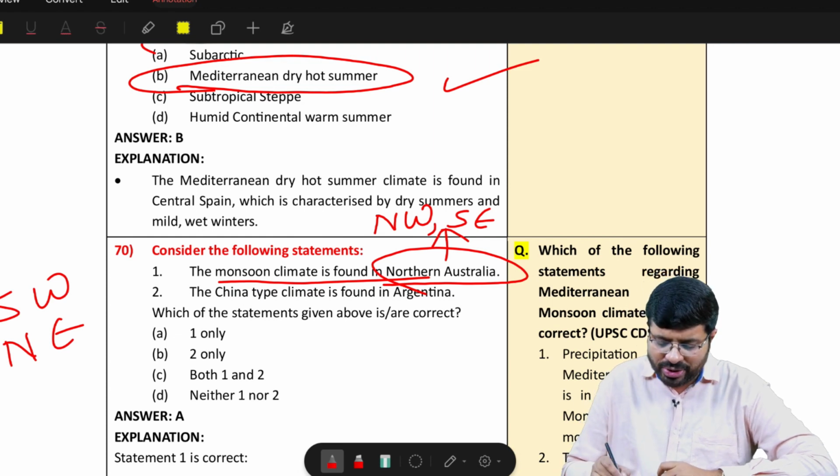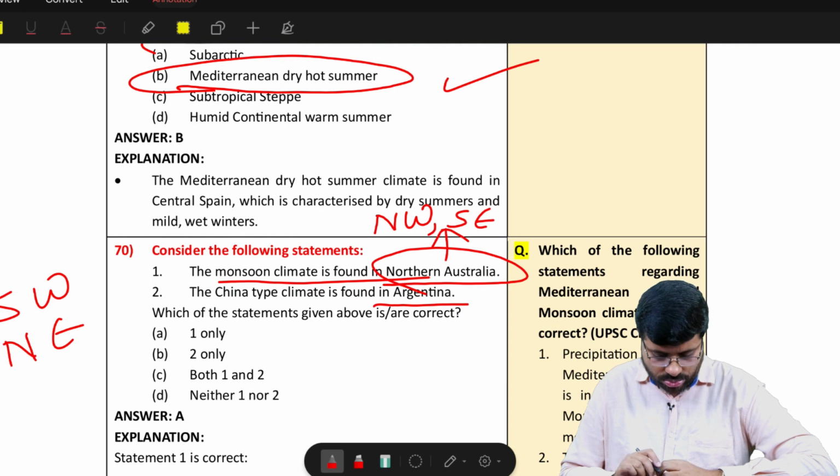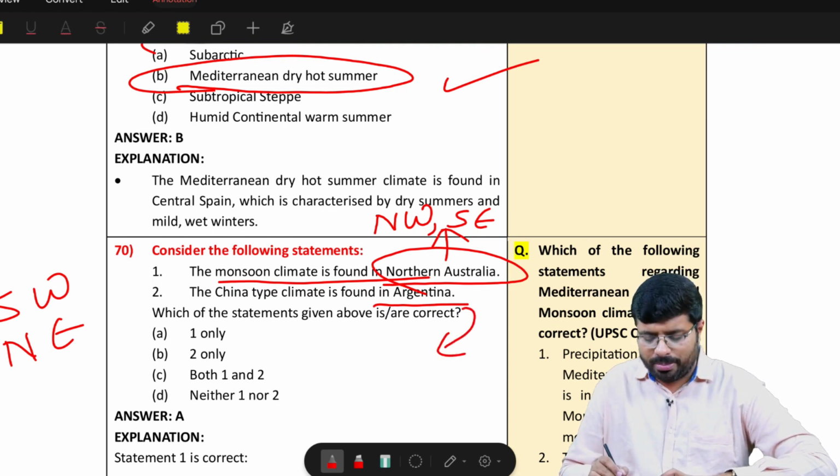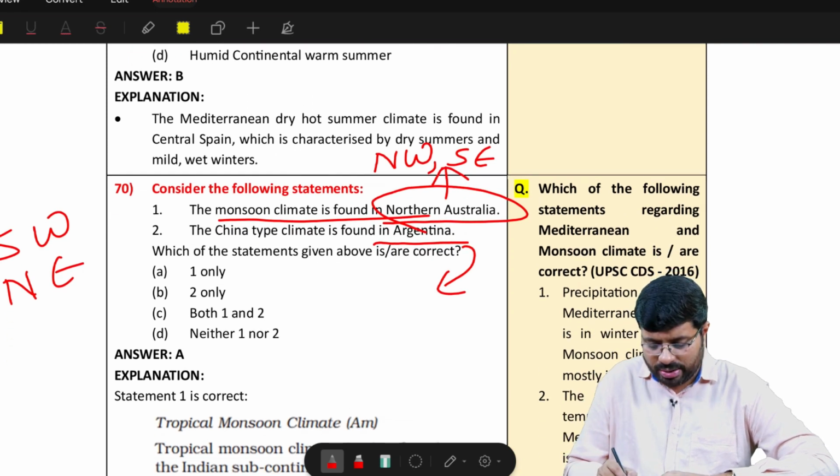Then the China type of climate is found in Argentina. In Argentina, the type of climate you find is not the China type, but the neighboring type, like the steppe variety.